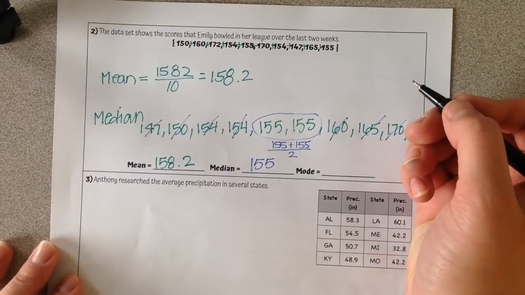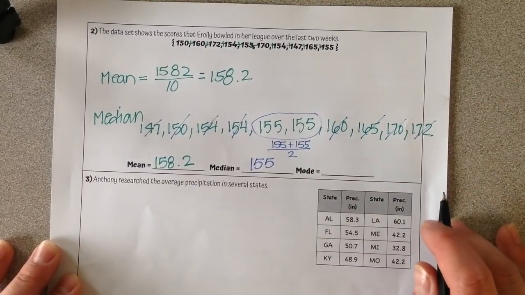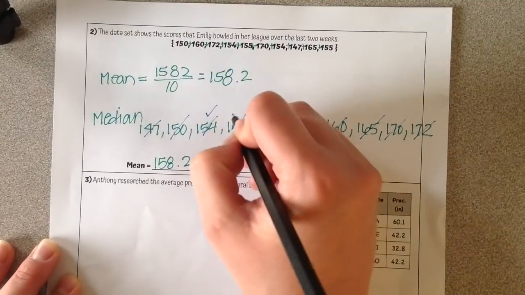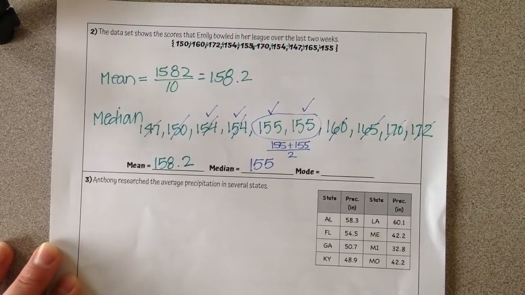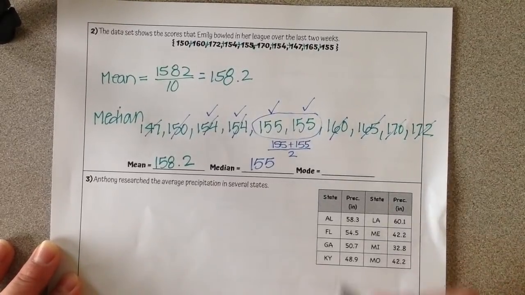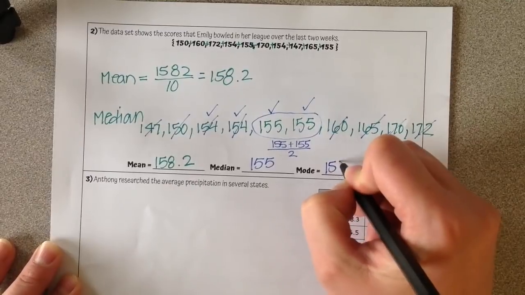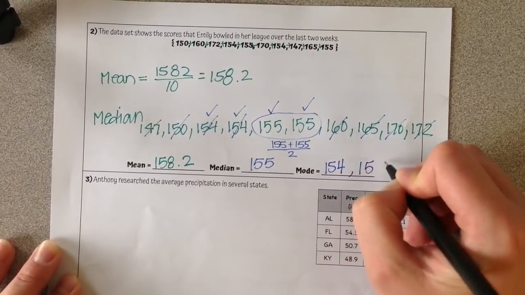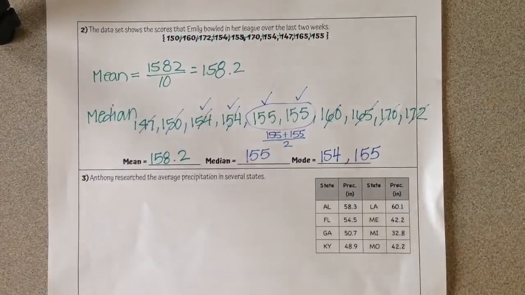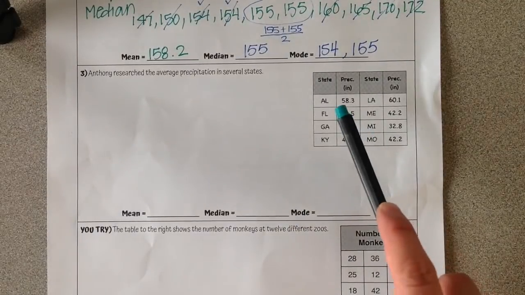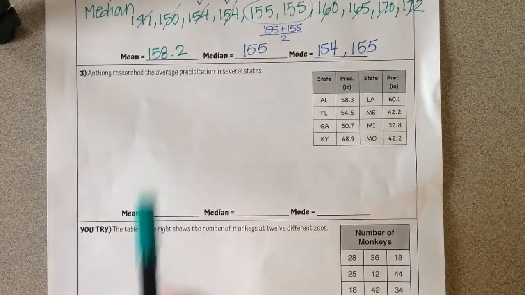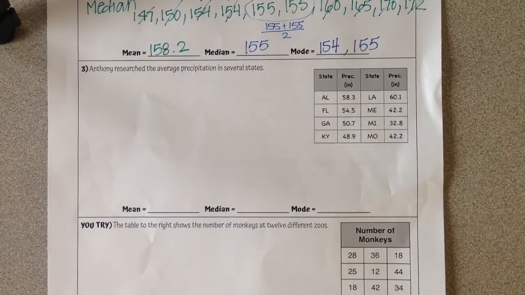Okay, and then we're going to look for our mode, which is the number that occurs most frequently. So I have 154 2 times, and I have 155 twice as well. Every other number only occurs once, so I actually have 2 modes, 154 and 155. Right, example 3. Anthony researched the average precipitation in several states. So these are recorded on a table instead of just lined up, so we need to take those values from the table.